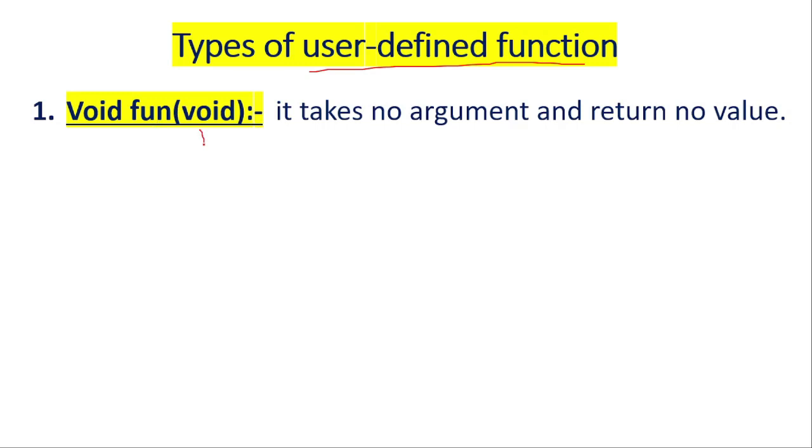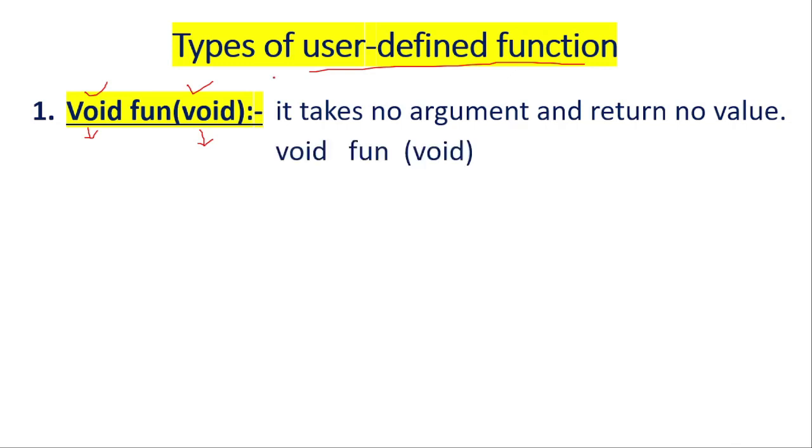It means this section specifies the arguments. These arguments we take from the main program, and this section specifies the return value. It means when your function calculates any value, then your function can return that value to the main function. So in this type of function both the sections are void. It means it will not take any argument from the main and it will not return any value to the main. When we learn about these functions further, it will become clearer to you.